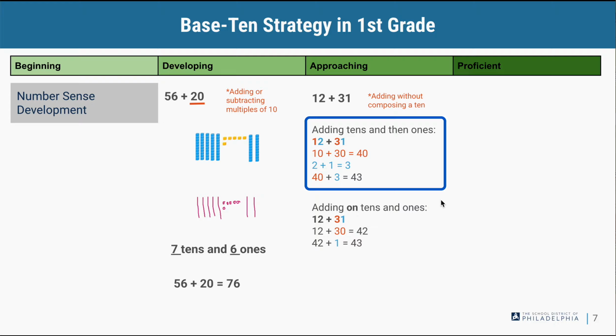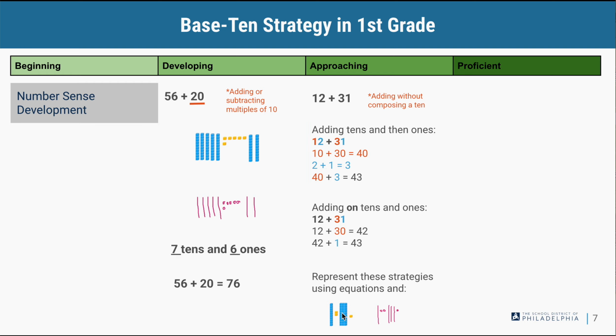Another example is we could have students add on tens and ones. So in this example, we only are breaking up 31, the second addend, into tens and ones. Starting with 12 plus 30, I add my tens first, and then I add on my ones. Both of these strategies, we want students to represent using equations, as seen here, as well as using the Base 10 blocks and Base 10 drawings.